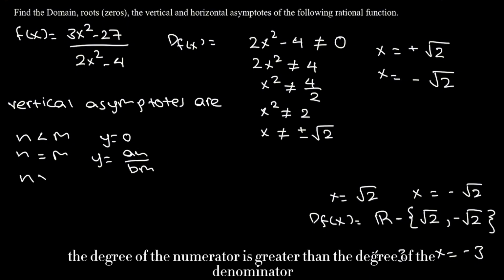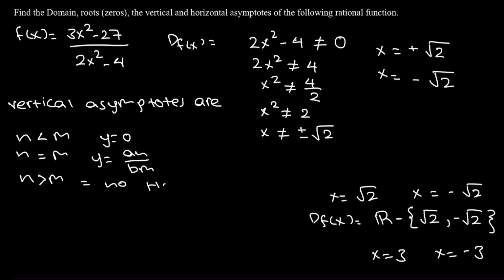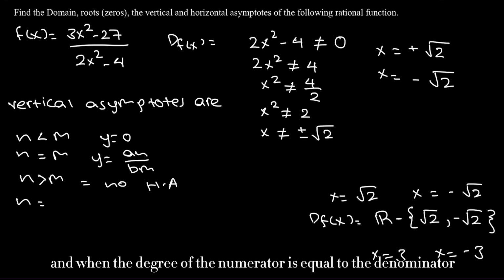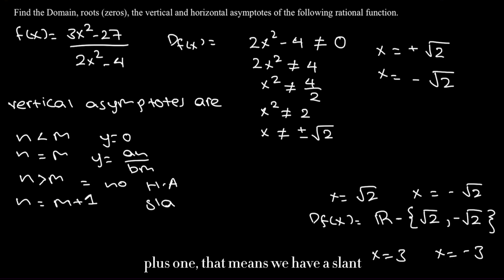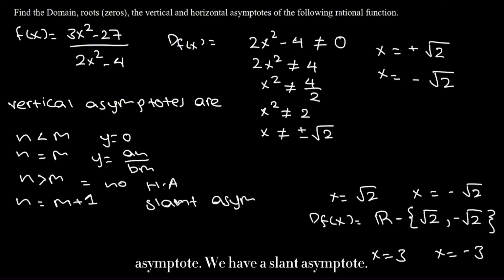When the degree of the numerator is greater than the degree of the denominator, that means we do not have a horizontal asymptote. And when the degree of the numerator is equal to the degree of the denominator plus 1, that means we have a slant asymptote. We have a slant asymptote.